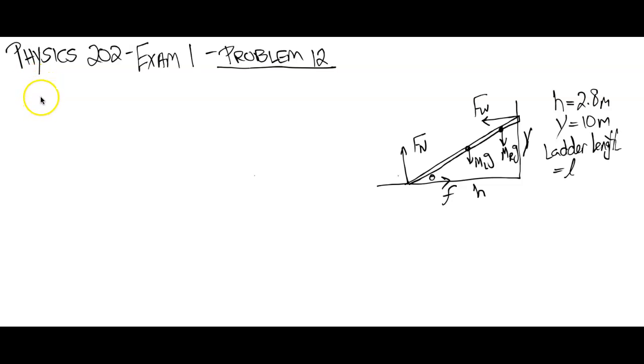This is the solution for the second problem, or problem 12 on the exam, and we are asked to find the coefficient of friction that prevents the ladder from slipping. If you recall, the coefficient of friction is given by the friction force divided by the normal force.